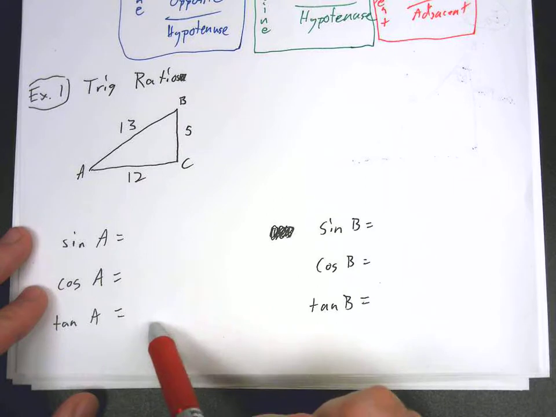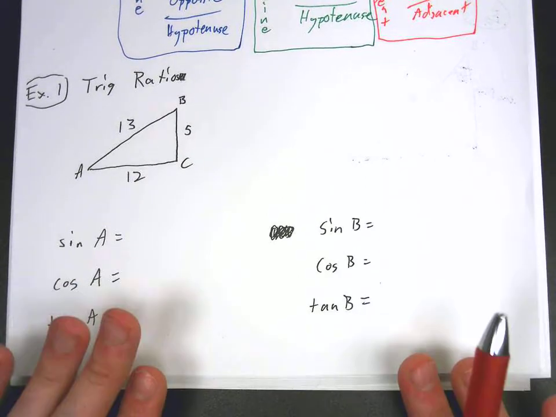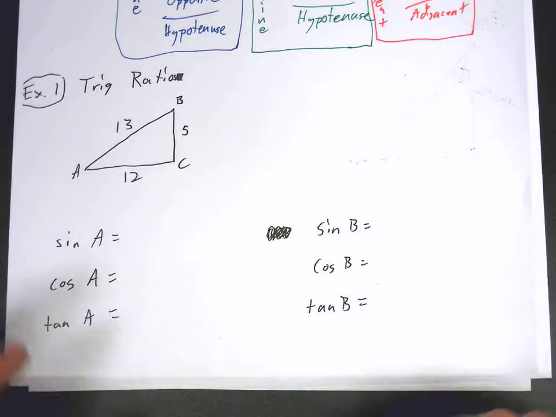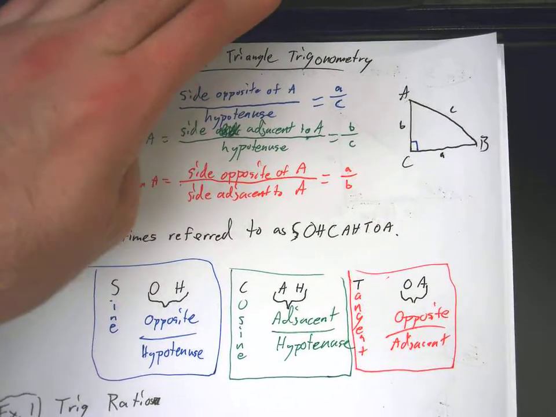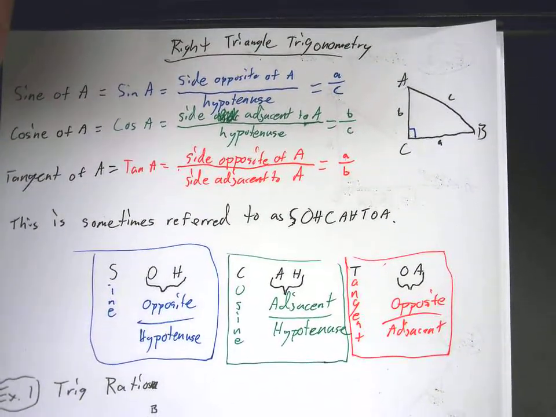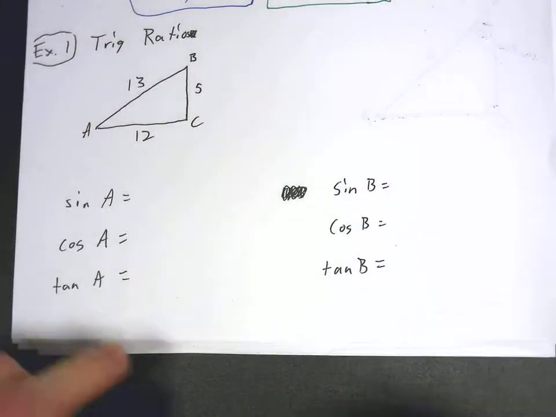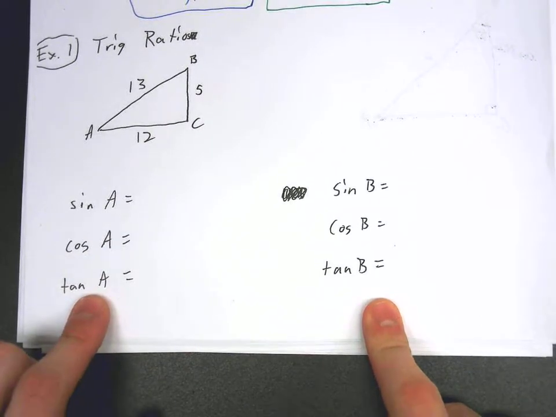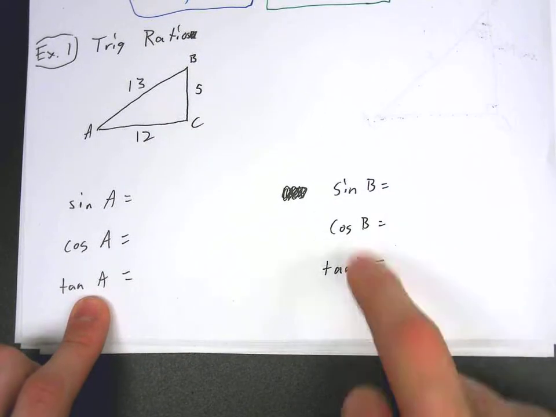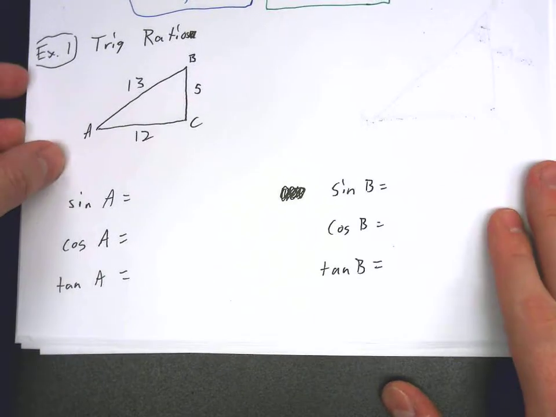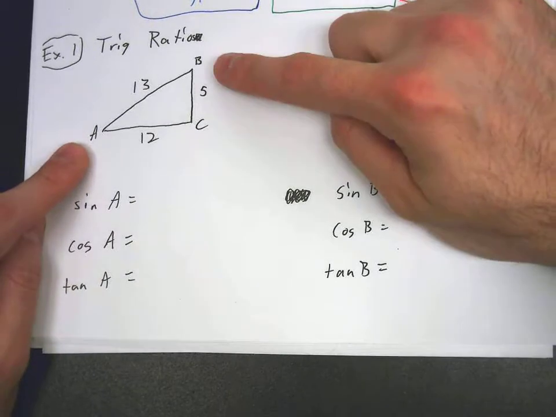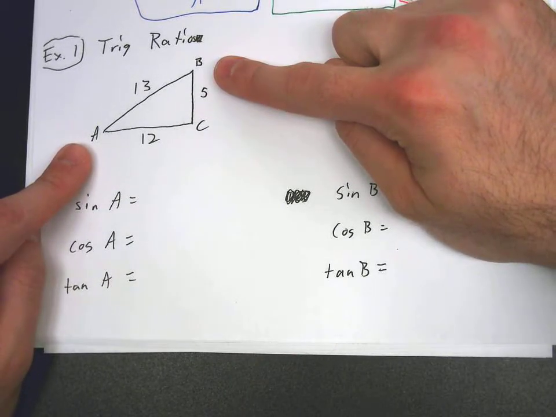But here we have two practice pieces for our trig ratios. So we're dealing with numbers. Instead of having, like we had up here, a over c, where it was side opposite of a over hypotenuse, now we're going to be dealing with numbers. So note that I have one set that says sine of A, cosine of A, and tan of A, and I have one that's sine of B, cosine of B, and tan of B. And that's because the answers change depending on what angle we're looking at in our triangle.